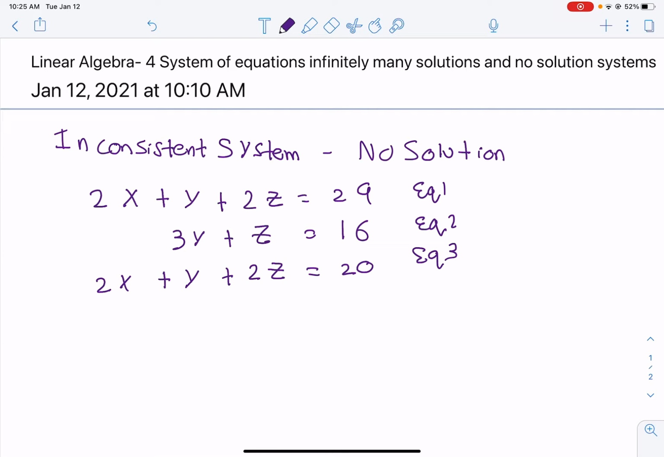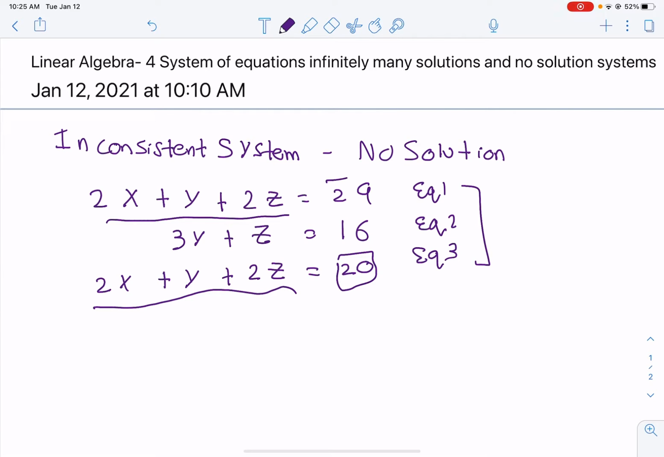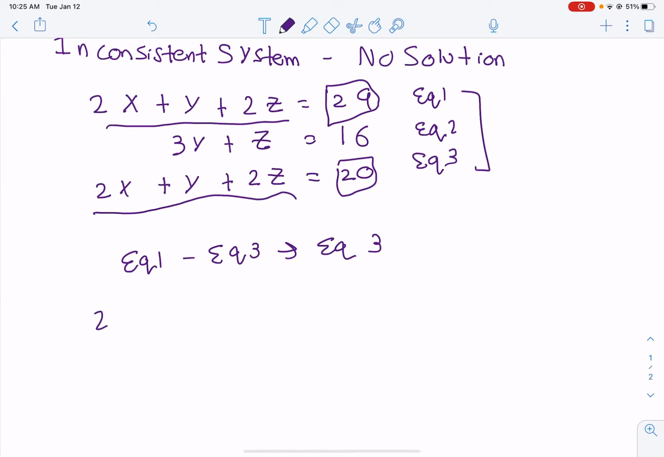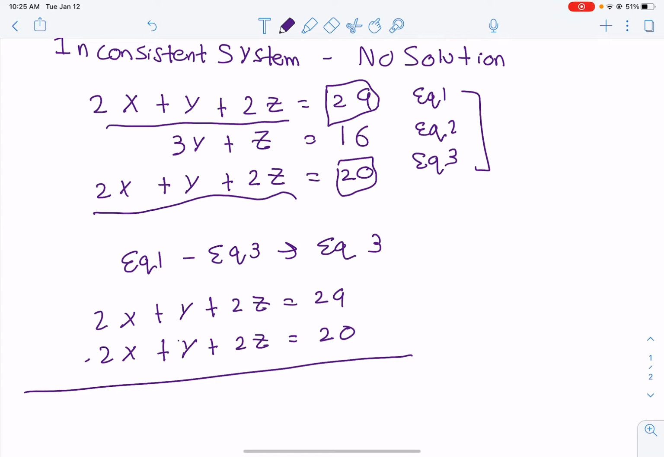So right off the bat, if we looked at equation 1 and 3, they have the same variables and coefficients on the left side, but different numbers on the right. So if we subtracted equation 1 minus equation 3 and replace it in equation 3, write that out here. If we subtract, so we'll change the signs, we're left with 0 equals to 9.